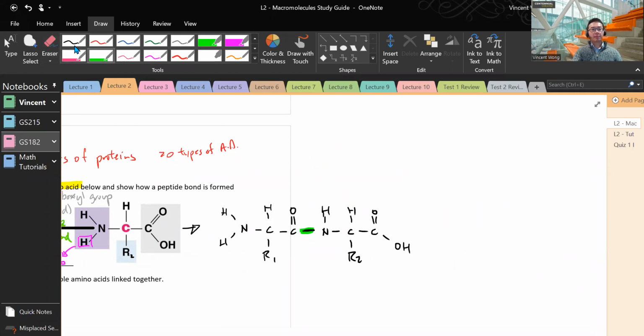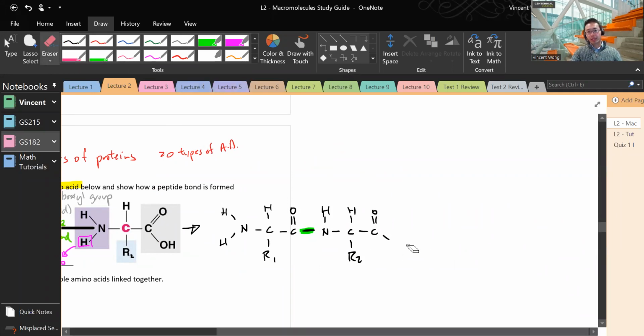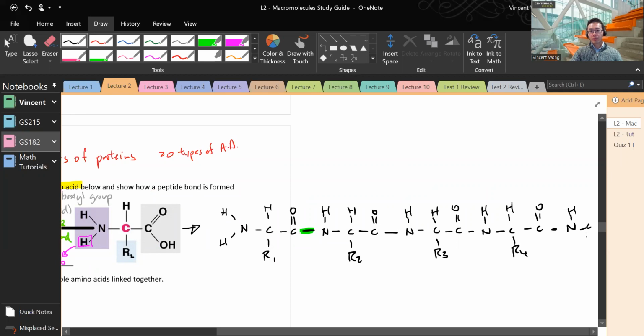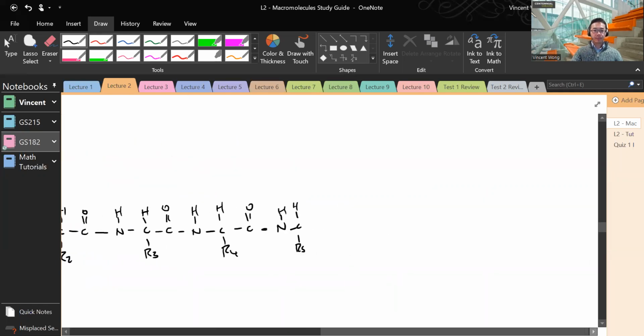Now keep watching. What your body can do is connect this with another amino acid. I will call this R3, side chain number 3. And then we can keep on doing this. Side chain number 4, and then side chain number 5, so on and so forth.